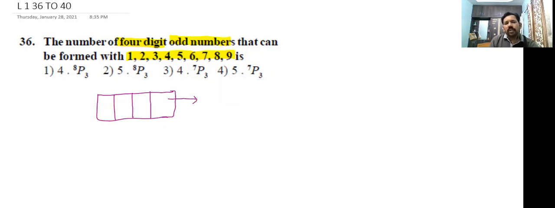If the unit place has an even digit, we say it is an even number. For suppose, 1862. Here an even number is there. That's why the total number is an even number. But they are asking for odd numbers. That means follow the reverse. The unit place can be filled with odd digits.